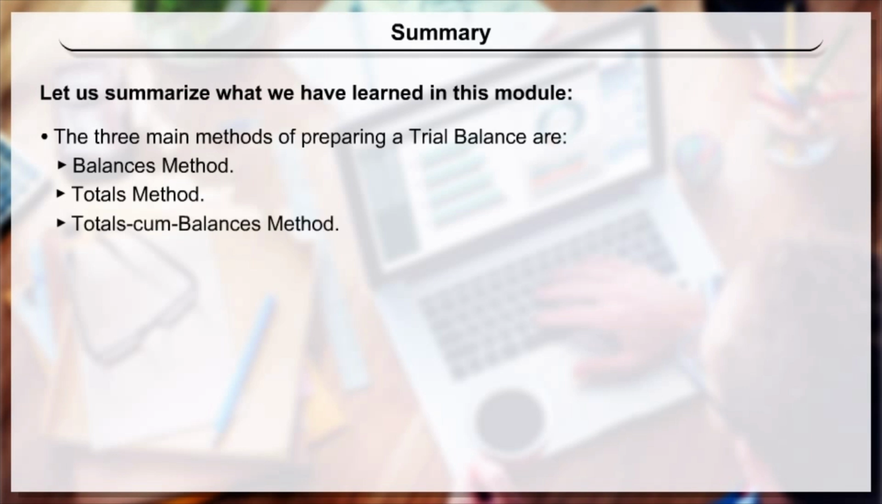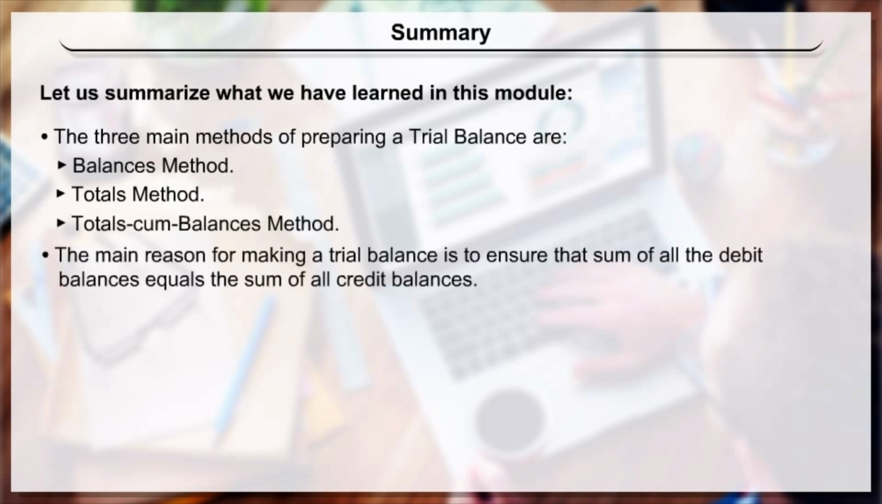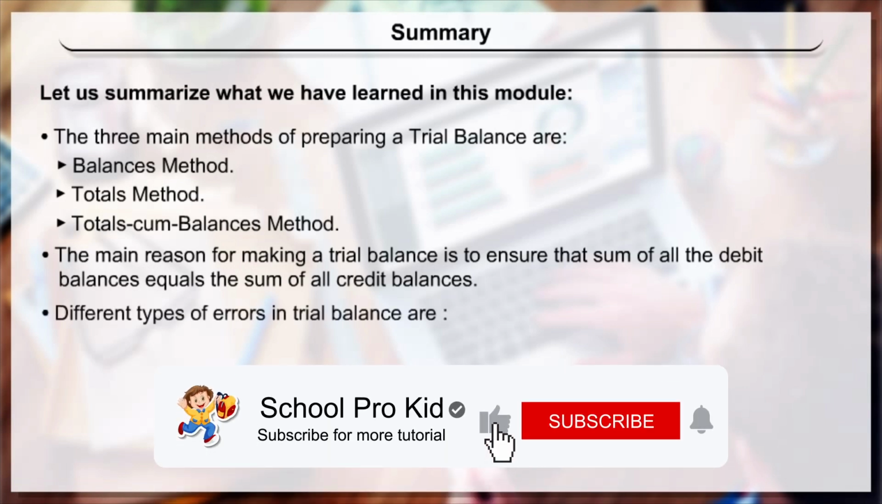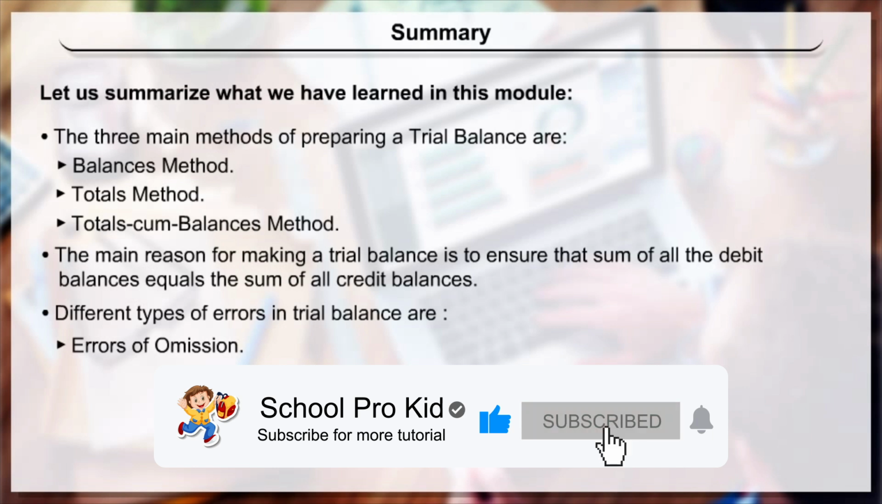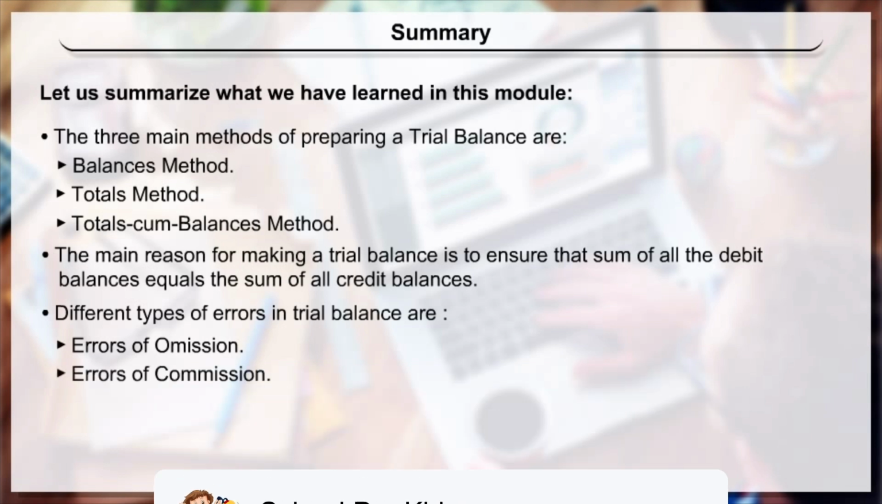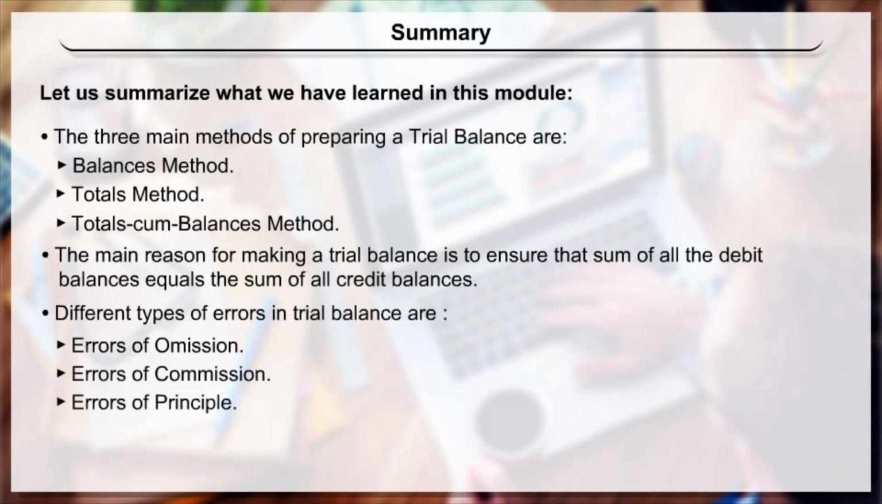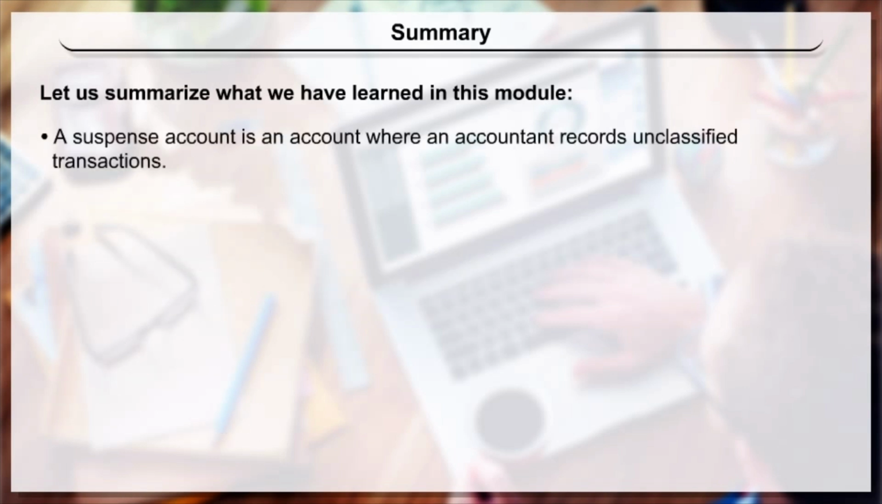The main reason for making a trial balance is to ensure that sum of all the debit balances equals the sum of all credit balances. Different types of errors in trial balance are: errors of omission, errors of commission, errors of principle, compensating errors. A suspense account is an account where an accountant records unclassified transactions.